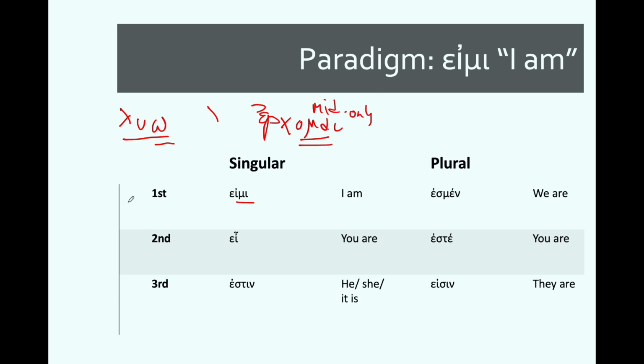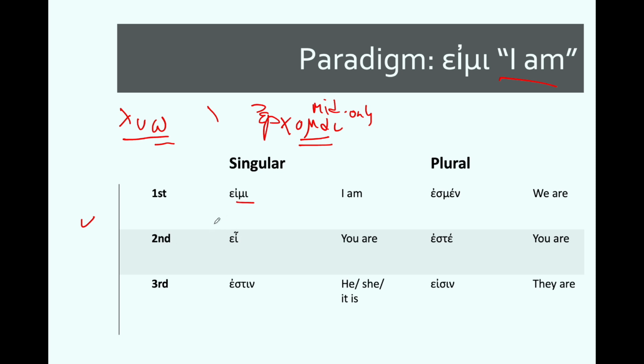But an example of a mi verb that is quite frequent in the Greek New Testament is the verb I am, okay? A verb of being. So you've got to learn that. So this is one of the first verbs you're going to learn. Its paradigm: the first person singular is eimi.